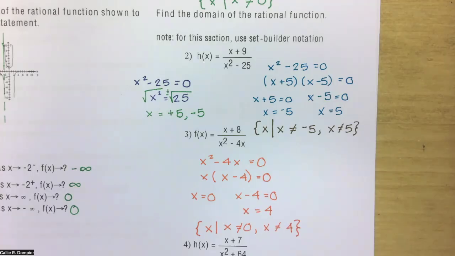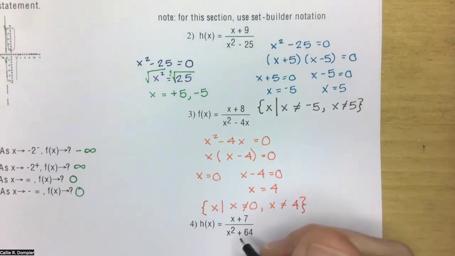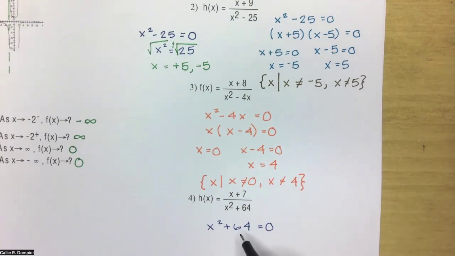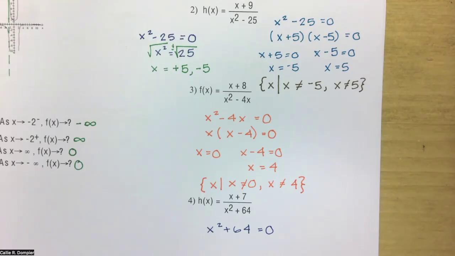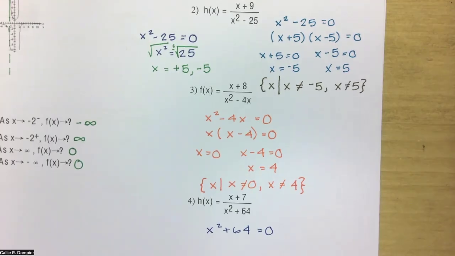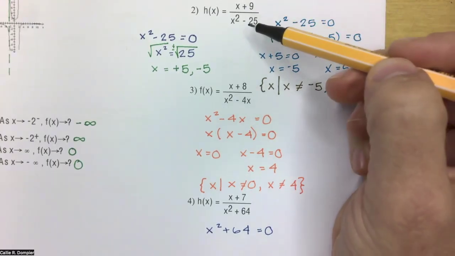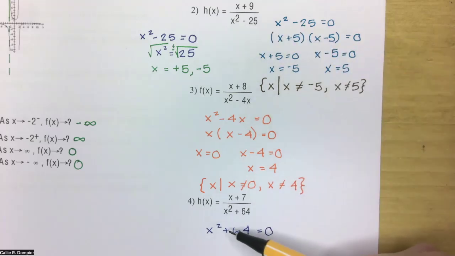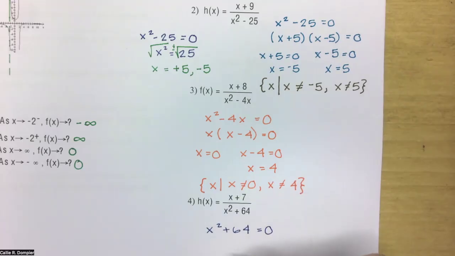Last one, number 4. We're just taking the denominator, x squared plus 64 equal to 0. If you look at that, you're thinking, okay, 64 is a perfect square, x squared is a perfect square. Can I just say it's x plus 8 times x minus 8? You could if it was a minus, right? The difference of 2 squares. But we're adding it, so we cannot use that. That will not be true. We can't really factor it.